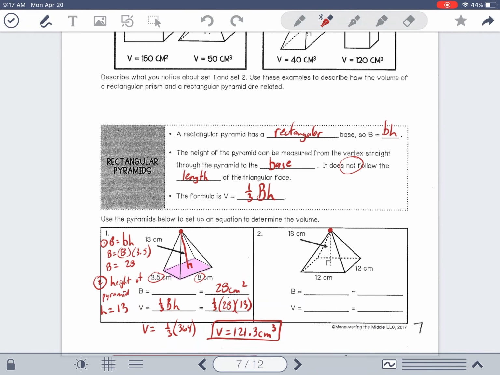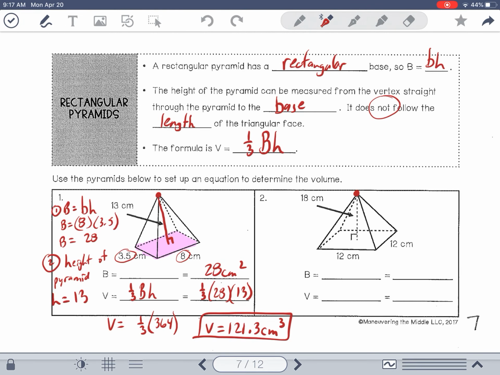Okay, one more. I think we've only got one more example problem. There's a rectangular pyramid. Go ahead and take a snapshot of that if you need to.